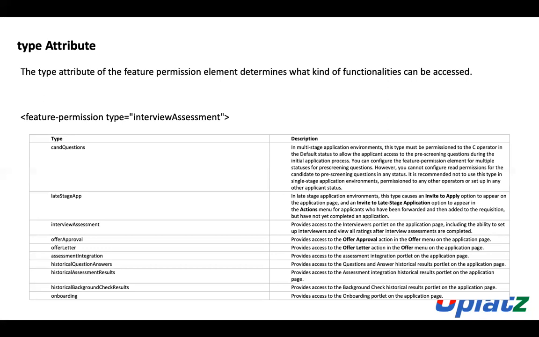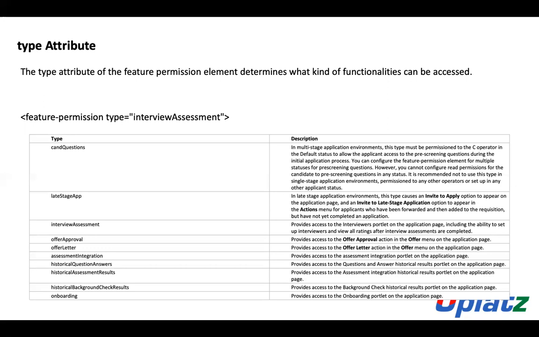Late stage app is like a late stage application environment. In this type, invite to apply, for example when an application might be overdue. The invitation has to be rolled out only for a specific set of applicants: apply for this job, and an invitation into a late stage application appears. It can be controlled and enabled in the action menu for the applicants who have been forwarded and then added to the requisition.